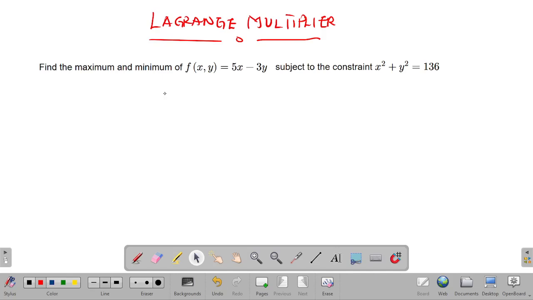In this lesson, I'll be taking you through a Lagrange multiplier problem, which says find the maximum and the minimum value for the function f of x y given as 5x minus 3y, subject to the constraint x squared plus y squared is equal to 136. In our previous lesson, we solved a three-dimensional problem. So this is a two-dimensional problem.